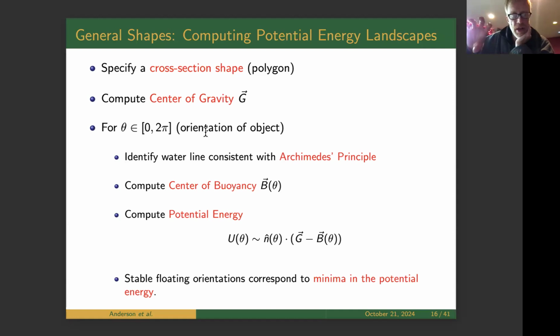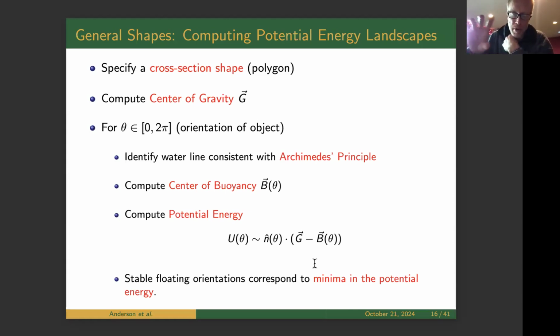And then for each orientation of that object, we'll adjust it up and down to make that floating shape consistent with Archimedes' principle. Then for that configuration, we'll identify a center of buoyancy as just the centroid of the displaced fluid region, build up this potential energy function with those things, and then look for the minima of that potential energy function.